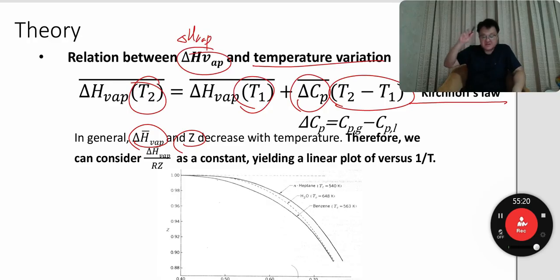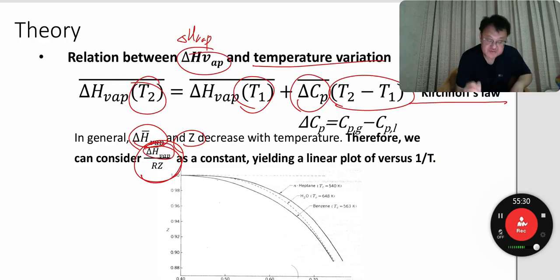And now in general, delta H VAP and Z, the compressibility factor, both decrease with temperature, and therefore we can consider this ratio as a kind of constant, okay? Because this changes as a function of temperature, but that also changes as a function of temperature. So that can be regarded as a constant, and R is of course constant.